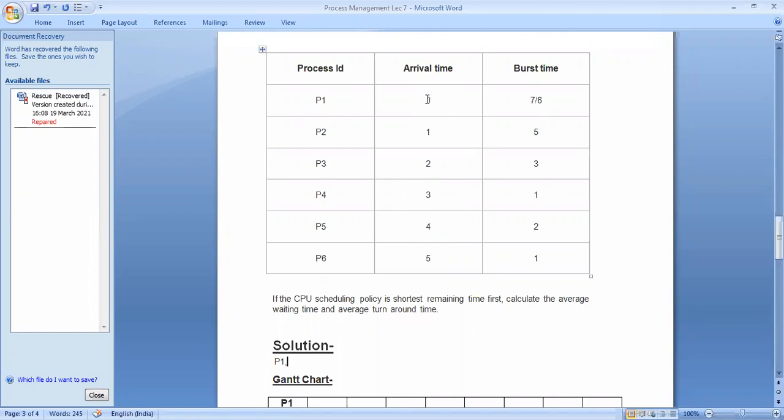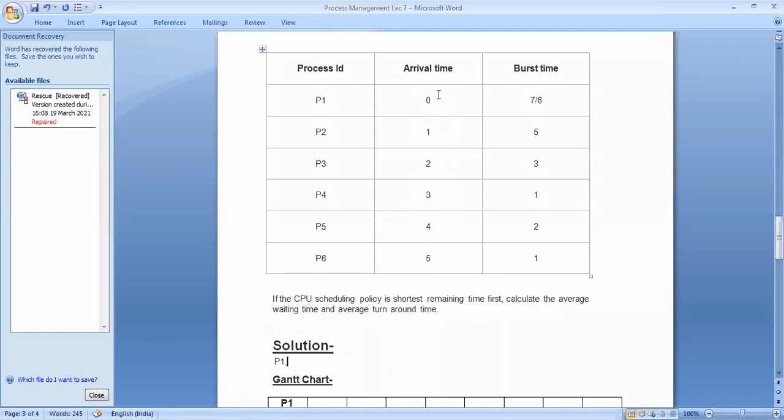Only one process is there. And this duration is execution time. Suppose you now tell me about the P4 process. This one is the arrival time, and this is the execution time. Burst time means execution time. But this process will come after 3 milliseconds. That means when arrival time is 3, at that time the P4 process will reach the ready queue.